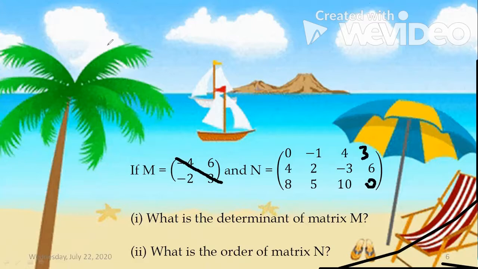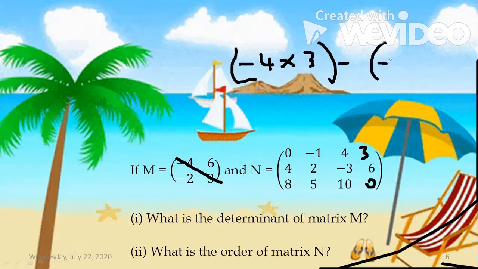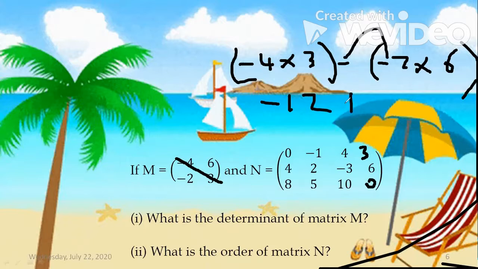And then we're gonna subtract the other diagonal. So basically we're gonna have -4 times 3 subtract -2 times 6. That's going to give us -12. These two negatives give us a positive.